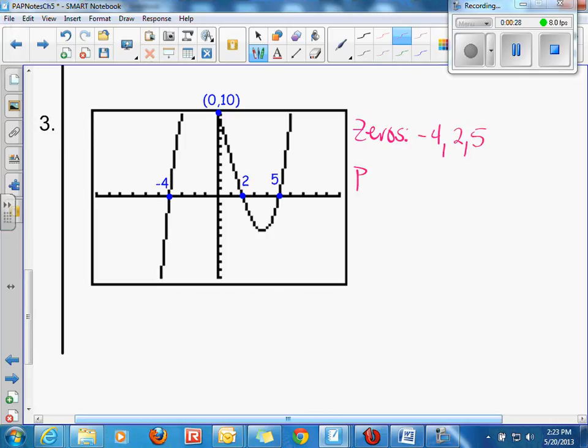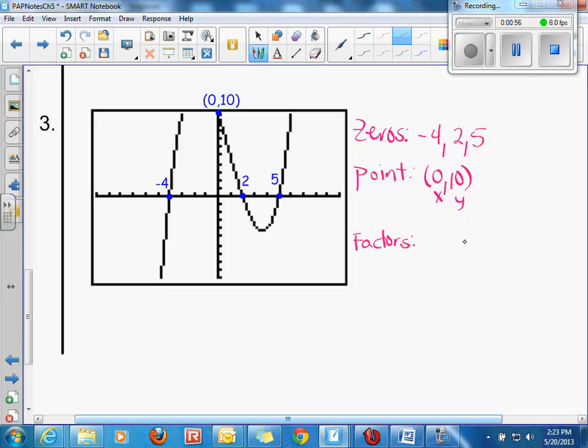Then you also have to pick any point on the graph to use as a test point to figure out if there is some lead coefficient, like a multiplier in the front of your equation. So this one gave us the additional point of (0, 10), which is an x and a y value that we will use to plug in later on in the process. So the first thing to do is to write your factors.